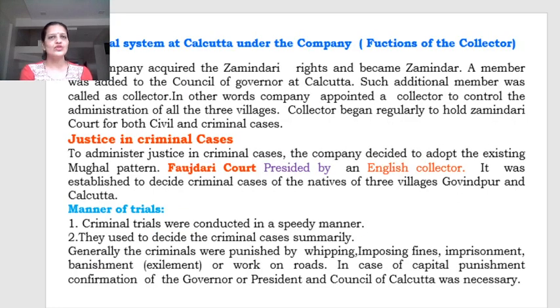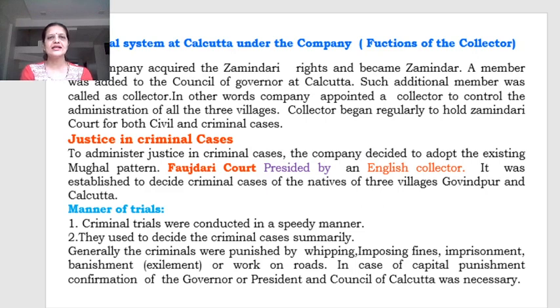The company judicial system at Calcutta under the company, and we are going to discuss the functions of the collector. So the company acquired the zamindari rights and thereby became zamindar. A member was added to the Council of Governor at Calcutta, and such additional member was called the collector. In other words, the company appointed a collector to control the administration of all these three villages. So the collector began regularly to hold zamindari court for both civil and criminal cases.